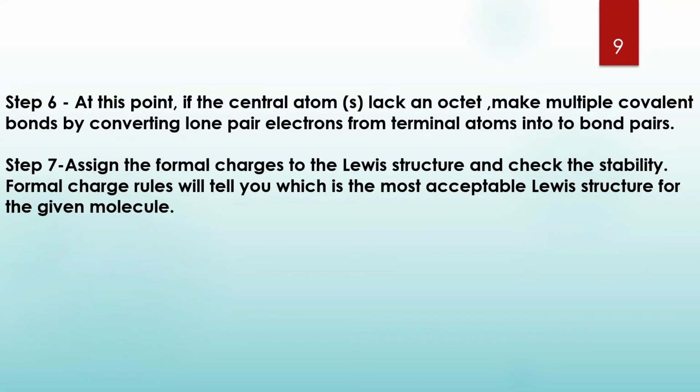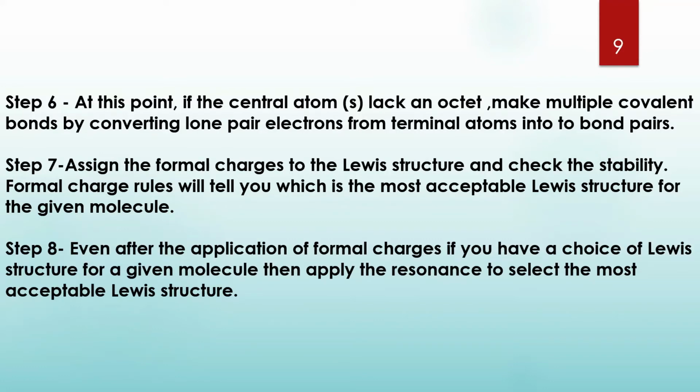Step 7. Assign the formal charges to the Lewis structure and check the stability. Formal charge rules will tell you which is the most acceptable Lewis structure for the given molecule. Step 8. Even after the application of formal charges, if you have a choice of Lewis structure for a given molecule, apply resonance to select the most acceptable Lewis structure. So we'll be looking at these three steps in detail in the next few slides.